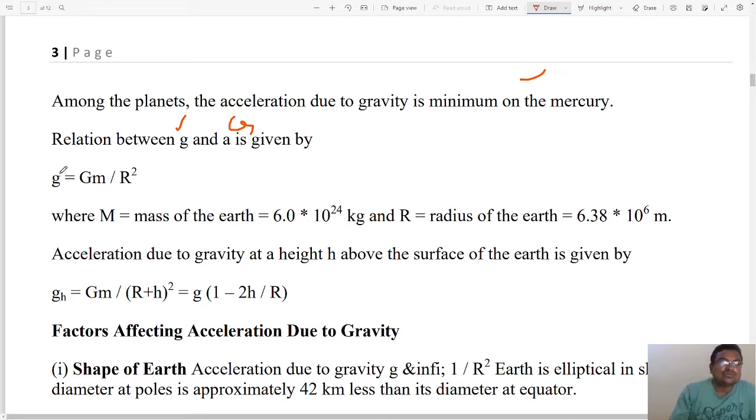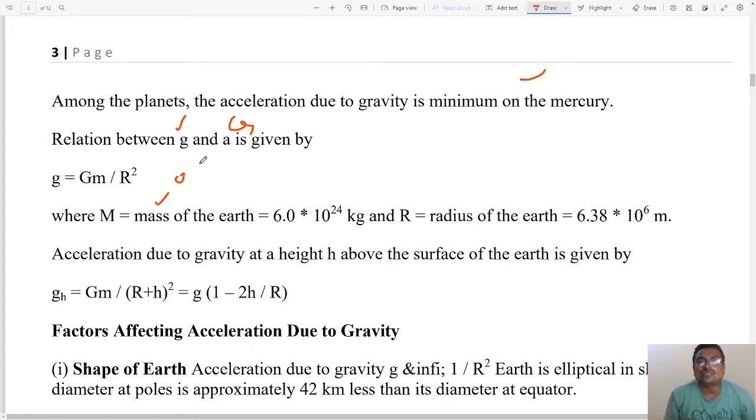So the small g is equal to capital G m divided by r square. This m is the mass of the earth, it is not the mass of the object. Acceleration due to gravity is independent of the mass of an object. If you throw a heavy and a light object, both will fall the same. But here in air on earth, air resistance will be there.